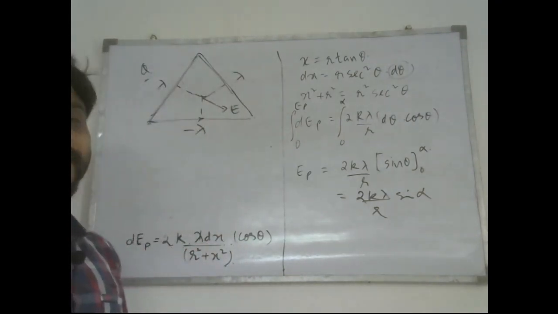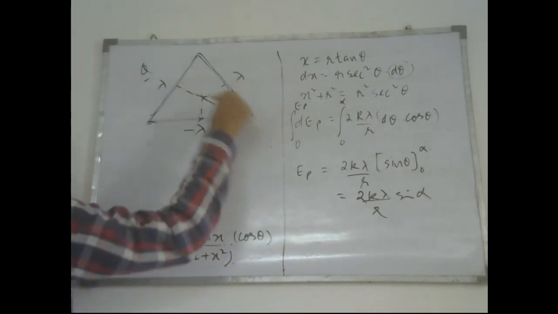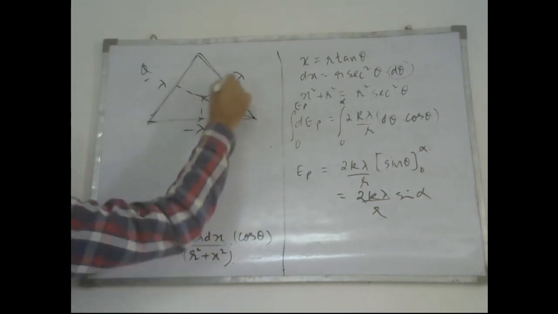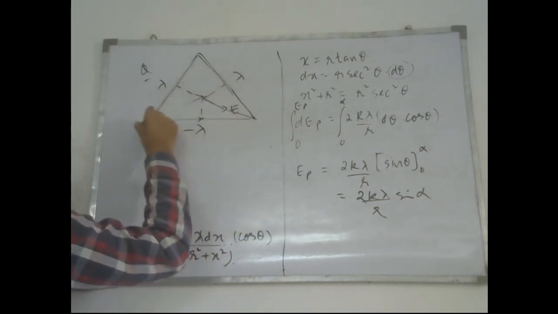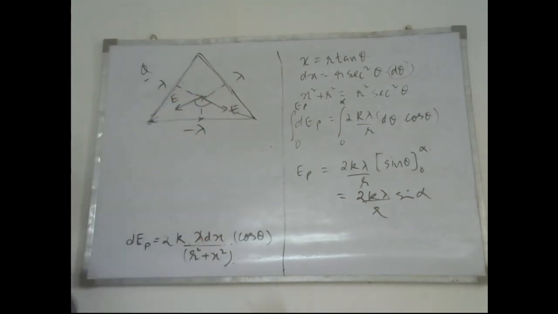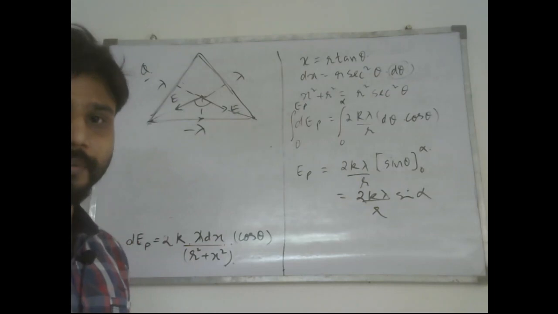We have to find the directions of the field. This electric field is in this direction, coinciding with this vertex. This other electric field would be coinciding with this vertex, like this. So what would be the angle between these two electric fields? You guessed it right. The angle would be 120 degrees.